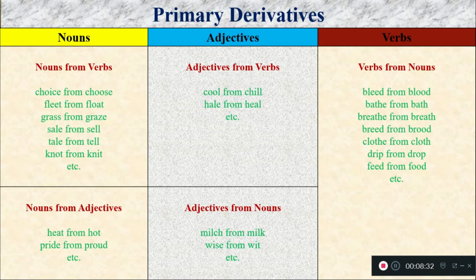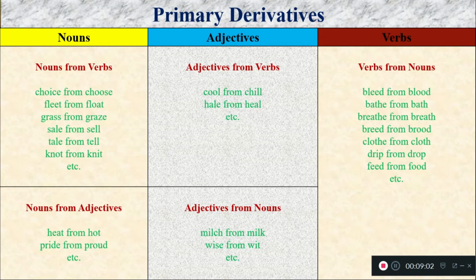Adjectives can also be formed from nouns. For example, mills from milk, wise from wheat. Now, verbs. Verbs can be formed from nouns. For example, the verb bleed has come from the noun blood. Similarly, bathe from bath, breathe from breath, breed from brood, cloth from cloth, drip from drop, and feed from food.